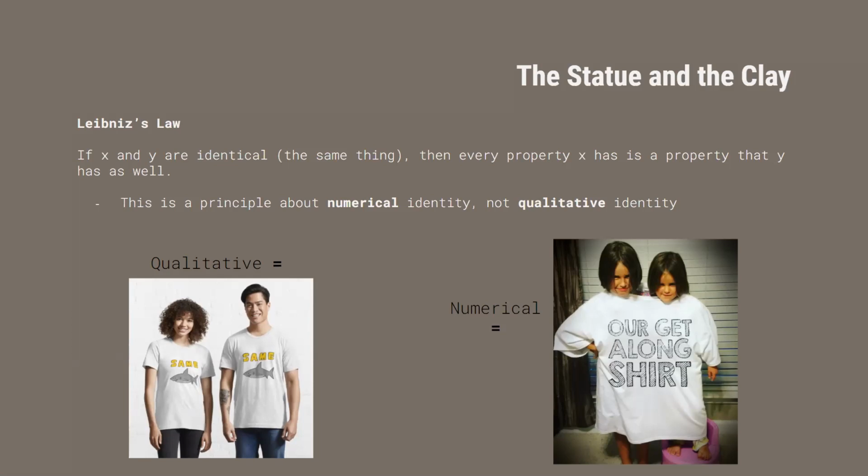Now, this principle is about what's called numerical identity. Things that are numerically identical, one and the same thing, have all the same properties. They're the same color, they're in the same location, they are related to all the same things, they exist in the same way, and so on. Now, we've got to distinguish between numerical and qualitative identity. Qualitative identity is what happens when you've got two of the same thing, and those two things have all the same qualities, right? They look the same, they feel the same, they sound the same, they smell the same.